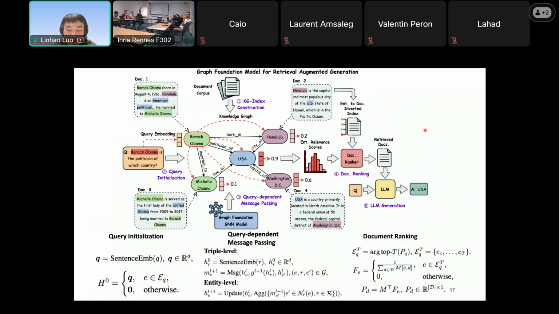Thanks for the question. So I think the first one is: given a new knowledge graph with new entity and relation, do we need to retrain our model for it? Is that correct? Okay. Sorry, if I understand the question correctly. Yes, the first question was okay.